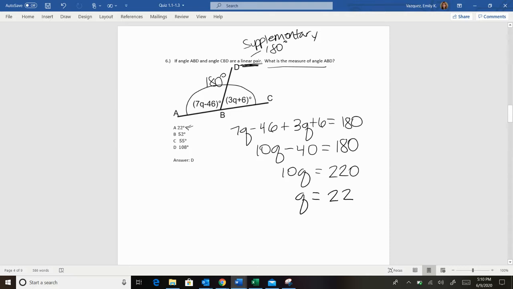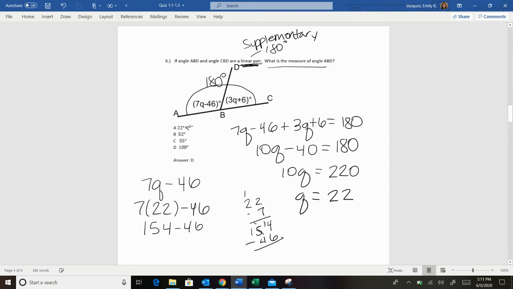What is the measure of angle ABD? So this is ABD here, right? So I know that ABD is equal to 7q minus 46. And if q is 22, I can go ahead and plug that in. 22 times 7, let me figure this out real quick. So my calculator with me says 154 minus 46 is 108 degrees. And that is the solution.